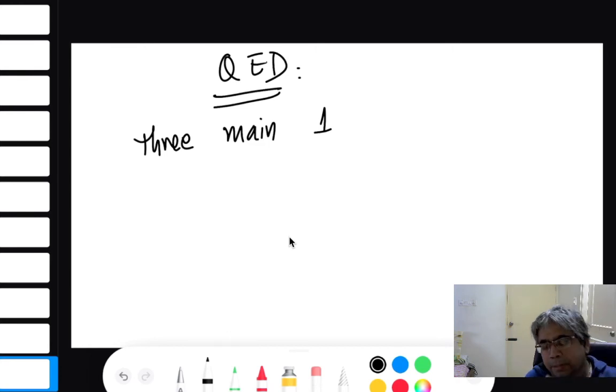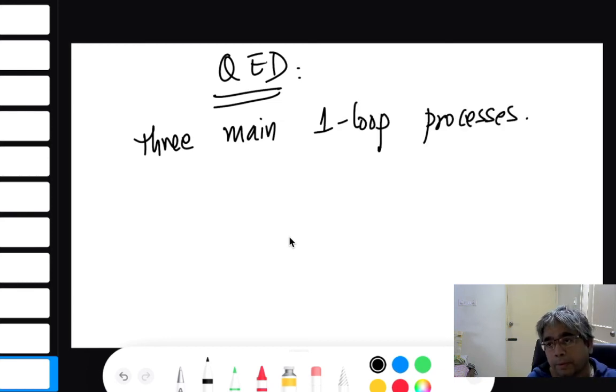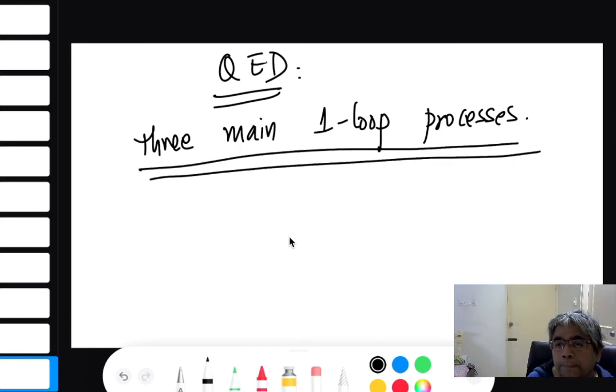This is a summary of several years of work on QED. Why do I say there are only three main one loop processes in QED? The reason is that one would be very confused. So let's just take a process like Moller scattering, e minus e minus, with a photon.